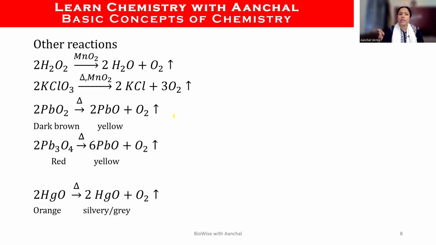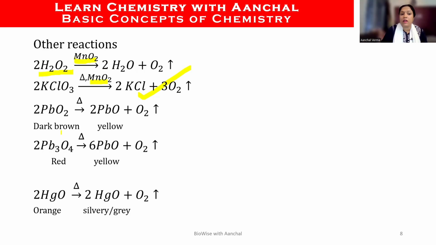Then there are other reactions. Here it's a catalytic decomposition reaction where MnO2 is a catalyst. It increases the rate of decomposition of hydrogen peroxide into water and oxygen. Similarly, when potassium chlorate is heated, that is thermal decomposition of potassium chlorate in the presence of a catalyst, manganese dioxide, it gives you potassium chloride and oxygen.